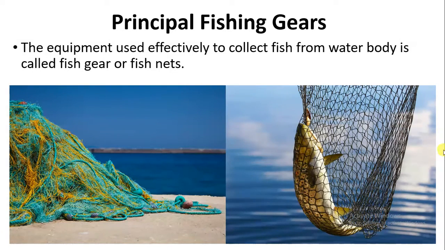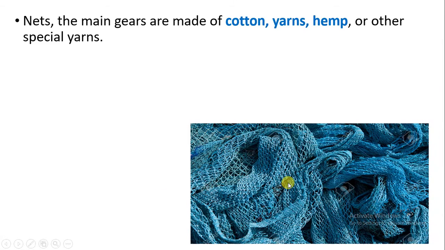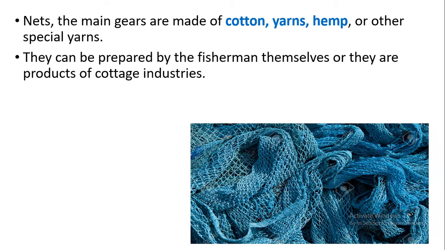तो हम कुछ ऐसे equipments के बारे में बात करेंगे which is used to catch the fishes in the water bodies. और इन्हीं fishing net को we also call them fish gears or fish nets. So these are the nets. इसे जो है main gears भी कहा जाता है which is made up of cotton, yarns और hemp या फिर कुछ special yarns के भी बने हुए हो सकते हैं.